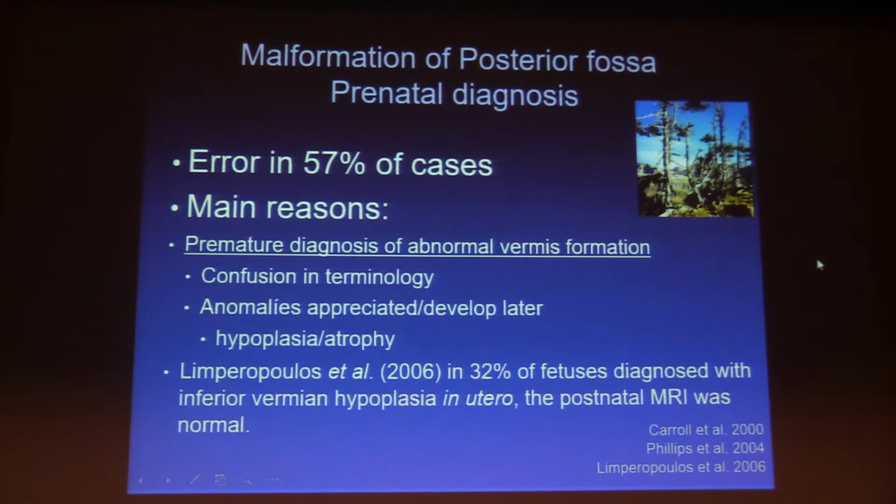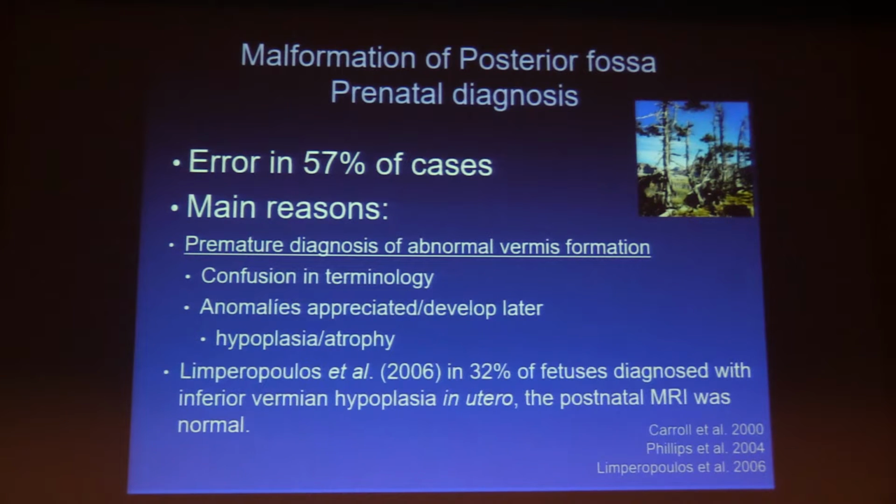Now why are we so wrong in this subject? We're very good at looking at it. So we're trying to explain it. There is a confusion of terminology. Some of the anomalies are either not appreciated or they develop later. We get confused between hypoplasia and atrophy.